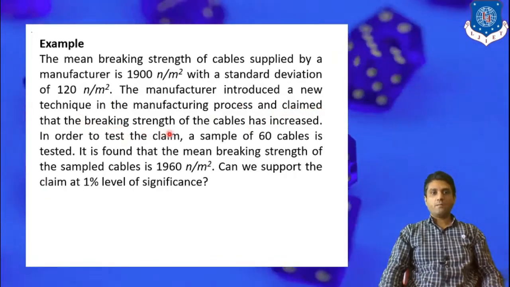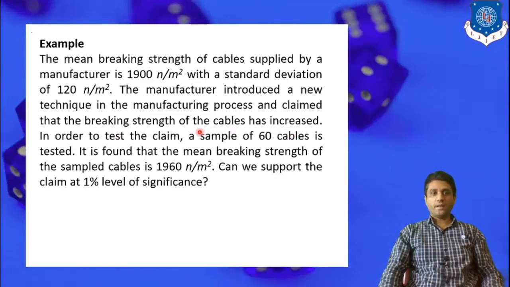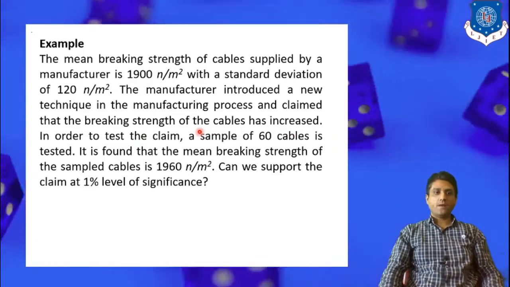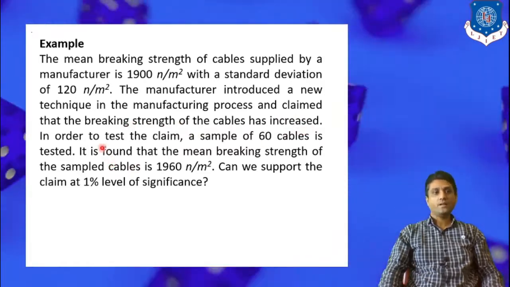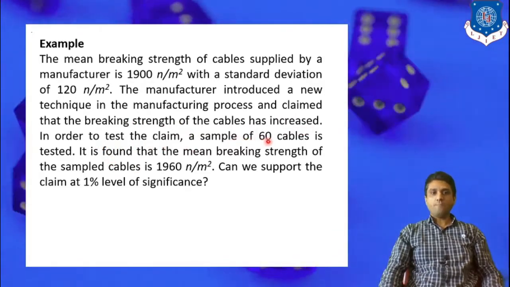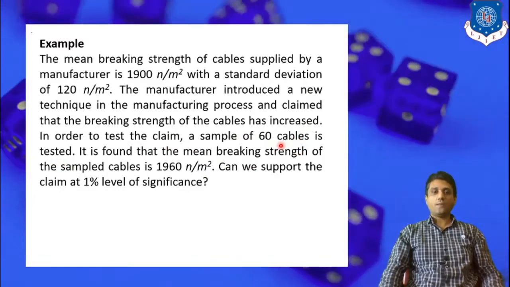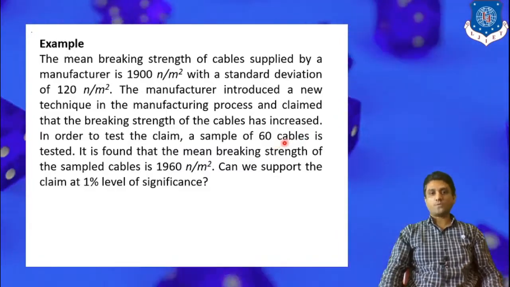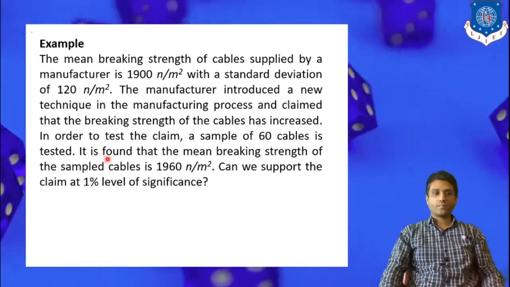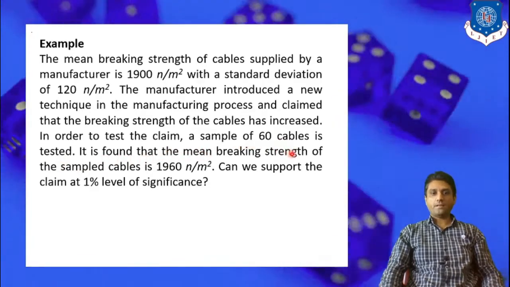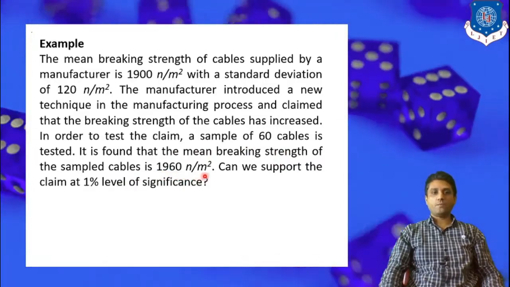They claim that the breaking strength of the cable has increased. So the manufacturer claims that due to whatever technique they have developed, the breaking strength of the cable has increased. In order to test the claim, a sample of 60 cables is considered. To check the hypothesis we require some number of samples. So here 60 cables are considered. It is found that the mean breaking strength of the sample cable is 1960 Newton per meter square.